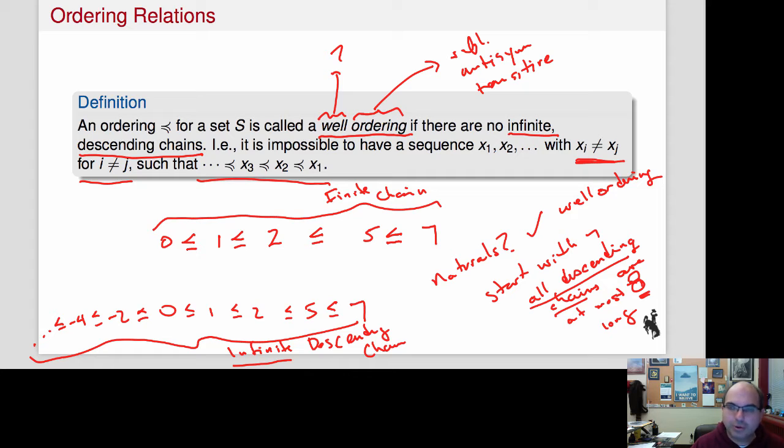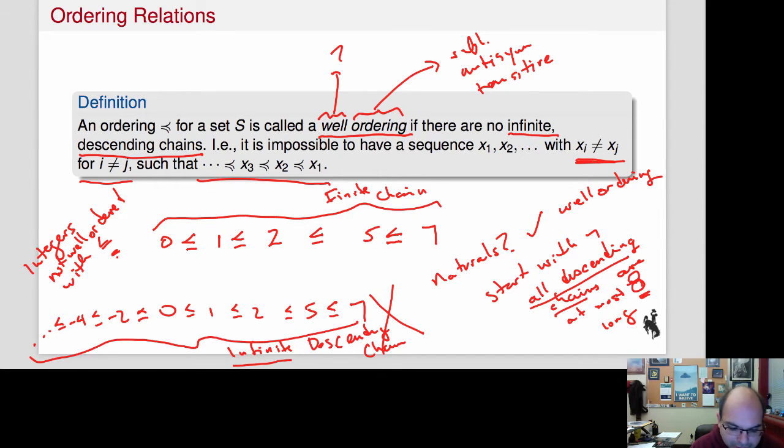So what does it mean to be well ordered? It means that this never happens. So for the naturals, we have a well ordering. Over the integers, not well ordered with less than or equal to. It's possible that there's a different relation that orders them as a well ordering, and in fact there is, but less than or equal to is not that.